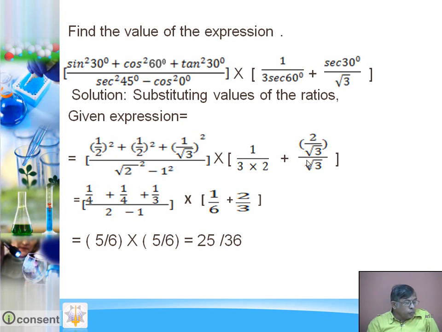Now 1/4 plus 1/4 plus 1/3 upon 2 minus 1 multiplied by 1/6 plus 2/3. Simplifying this, we get 5 by 6 multiplied by 5 by 6, that is 25 by 36.